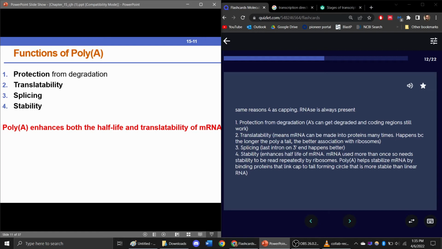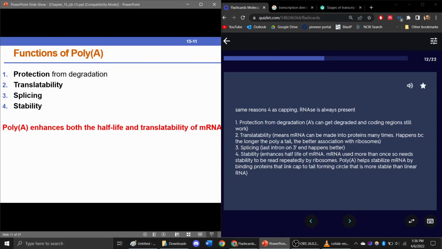But another little fascinating part, and this is important to note, I would definitely include this in the essay, is that it actually helps with RNA circularization. By having a poly-A tail, you can recruit these binding proteins that are able to then link the cap to the tail and circularize the mRNA. And this is more stable than linear RNA because it prevents the RNase enzymes from easily accessing the ends, which is where they work off of.